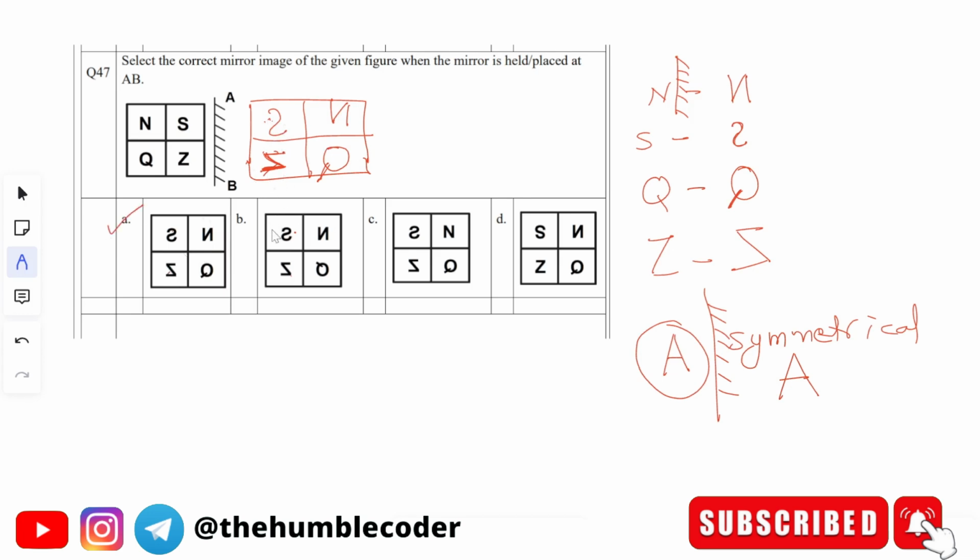But let's also analyze the other options. What was wrong in them? So in the B option, you can clearly see Q is wrongly placed. In C, you can see N. N is not mirror imaged. So that is why this is wrong.